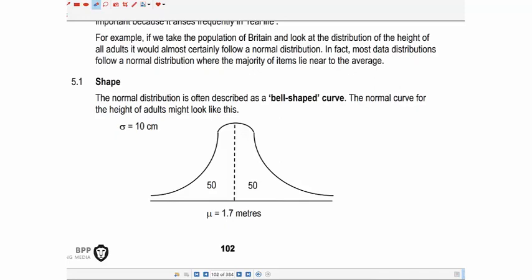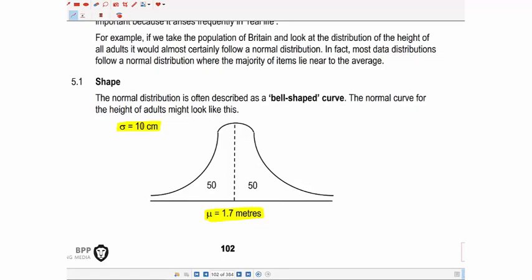So again, if we consider the situation of adults in the UK, we can record the average height. So the average height we're going to denote using the symbol μ, and the average height of all adults in the UK is 1.7 metres. We can also record the standard deviation using sigma, and the standard deviation is 10 centimetres.